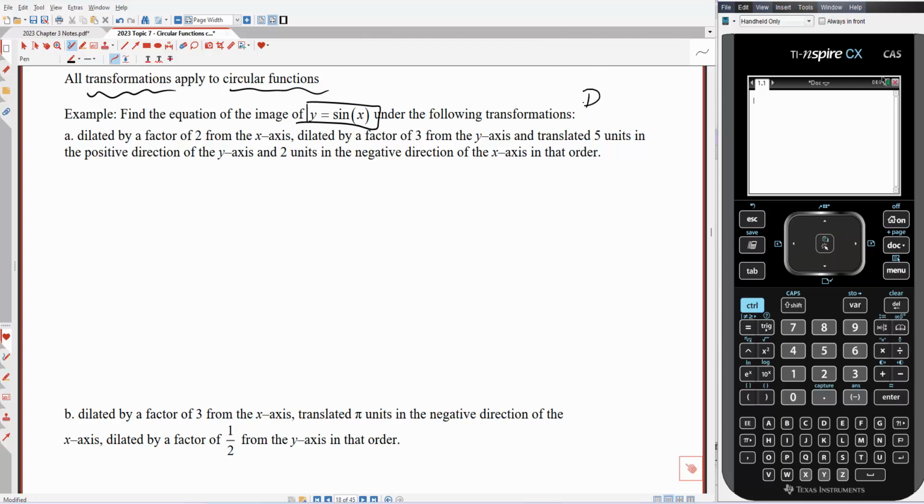You can't sort of go, oh, I always do DRT or something like that, dilations, reflections, translations. They have to be done in the order stated. So we're going to dilate by a factor of 2 from the x-axis.